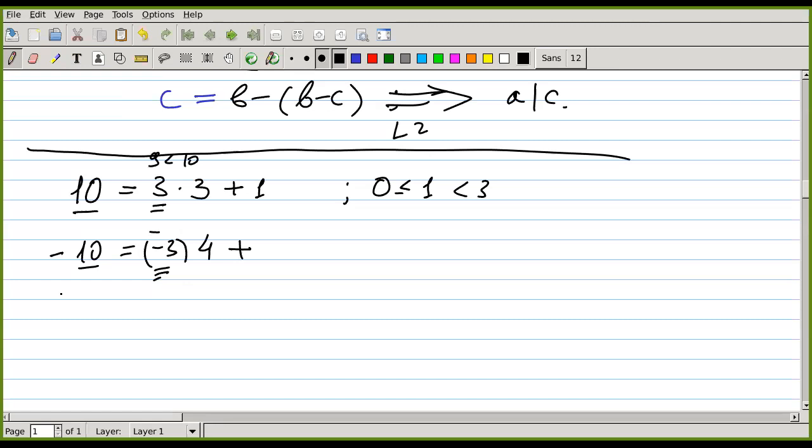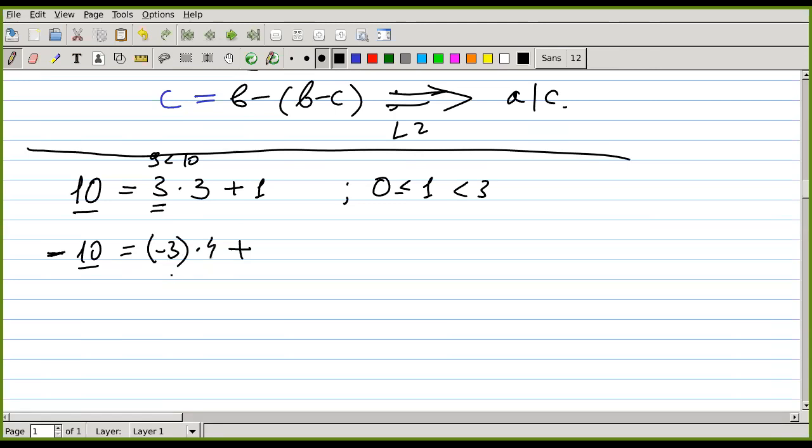Of course, it is possible to divide 10, but then you will obtain minus 3. It is not interesting. Let's divide minus 10 by minus 3. Let's divide it by minus 3. Minus 10 by minus 3.